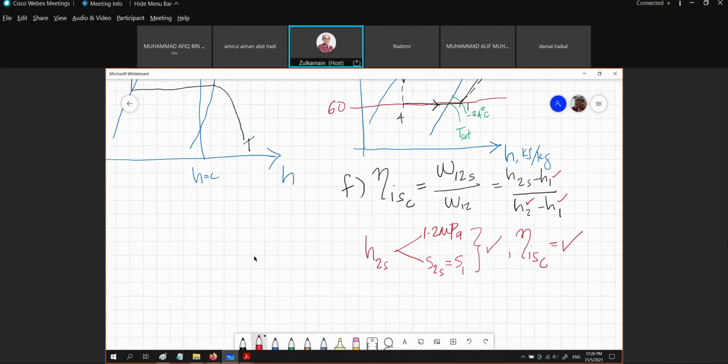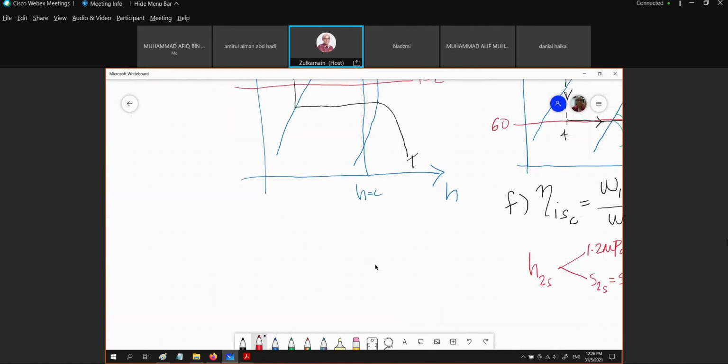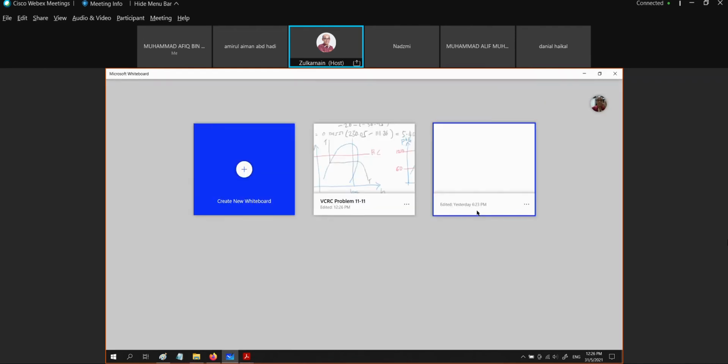Okay. So that is the example question. This question, I will treat it as a level of exam question, and the difficulty is moderate.